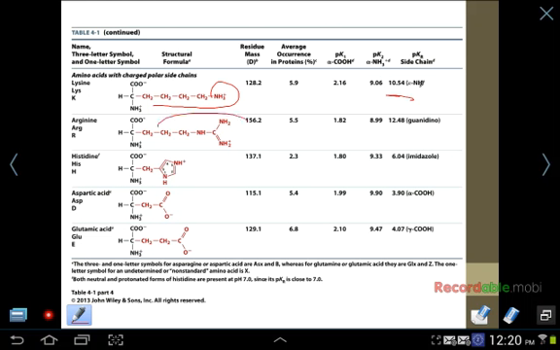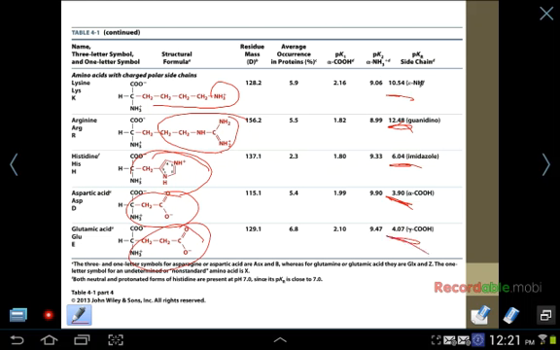Arginine, again, we have two amino groups, one of which is going to be positively charged at physiological pH. Histidine, again, imidazole. Aspartic acid is going to be negatively charged at physiological pH. And glutamic acid, again, negatively charged at physiological pH.